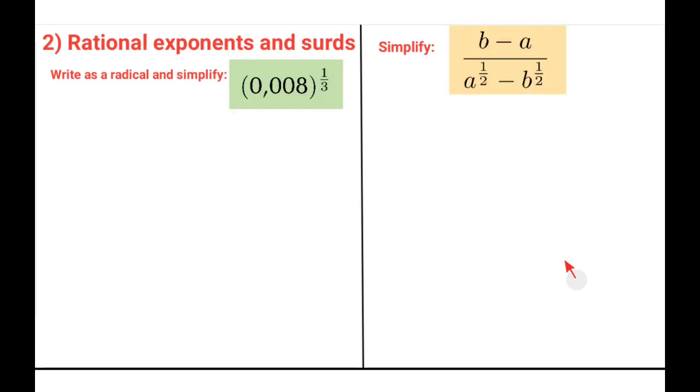Next scenario is when you're given a situation where they say write as a radical and simplify. So step number 1, change this decimal fraction into a common fraction.